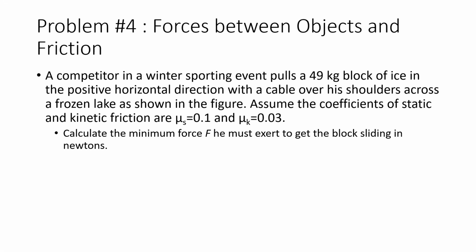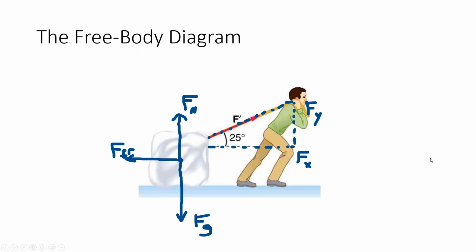I'm going to be focusing on the first problem, or the A, which says: calculate the minimum force F he must exert to get the block sliding, in newtons. So I'm going to be going over the free body diagram. This is the picture that's on the ExpertTA site, and this is the free body diagram.